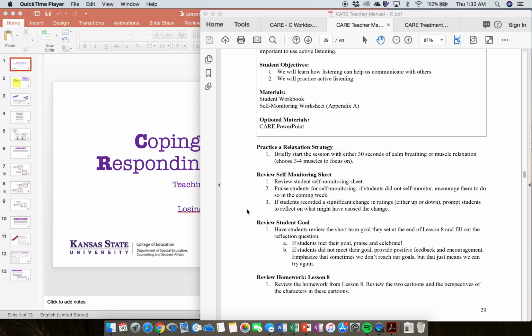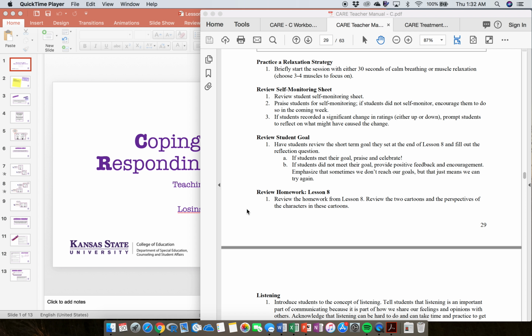Same as previous lessons, we're going to start with the same 4 activities. We're going to practice a relaxation strategy, so either 30 seconds of calm breathing or choosing 3 to 4 muscles to practice muscle relaxation. Next, go ahead and review that self-monitoring sheet with students. Have students note any significant changes and talk about why they think those changes have occurred. Hopefully at this point we're starting to see some of those ratings drop a little bit.